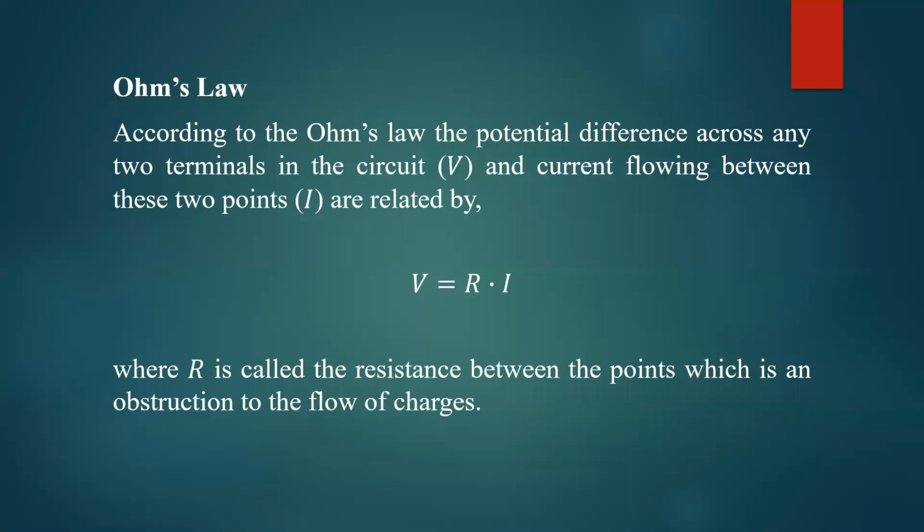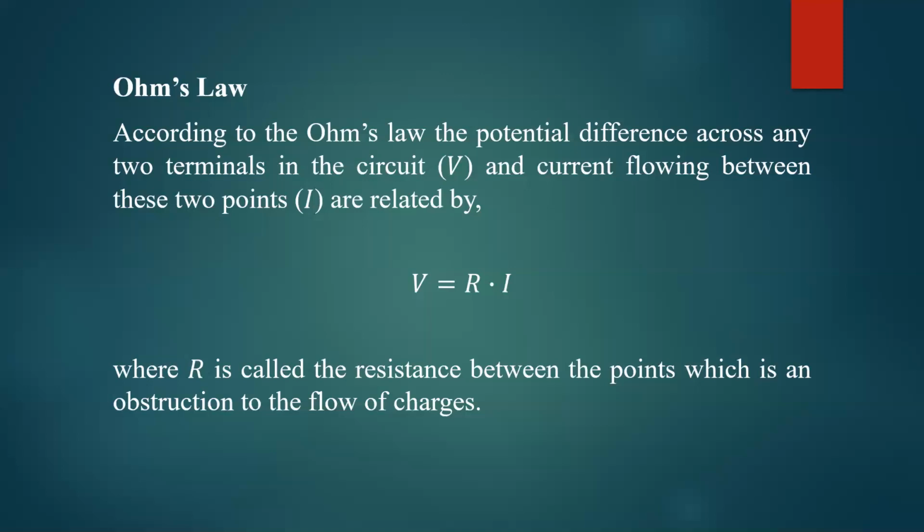What is R here? R is the resistance between the two points, which is an obstruction to the flow of charges. Already in the previous class, I have told you, resistance is used for controlling the current. It obstructs the current. It stops the current. Okay, so Ohm's law is given by V equal to R into I. R is a proportionality constant.